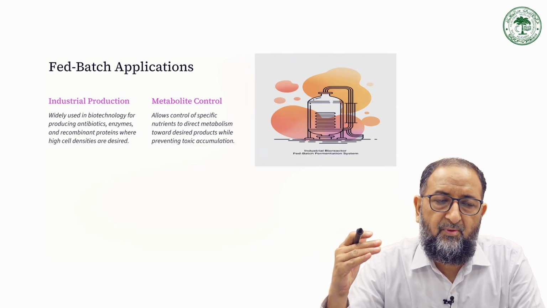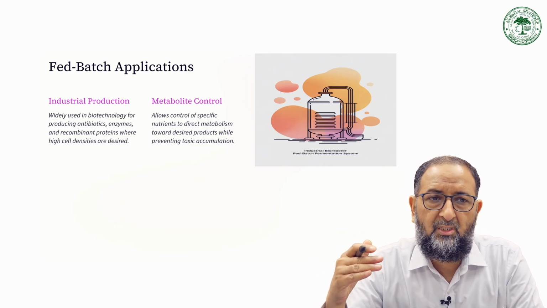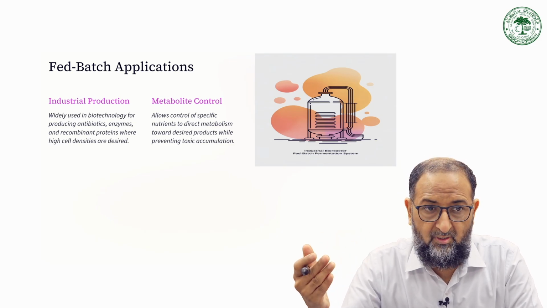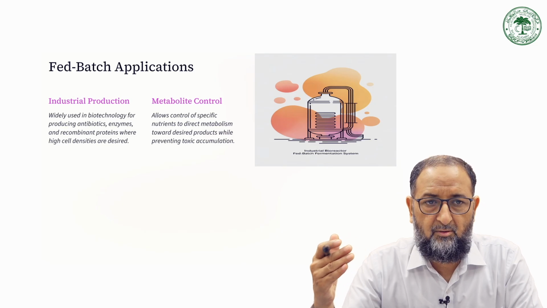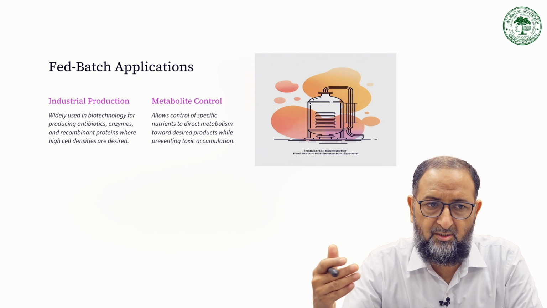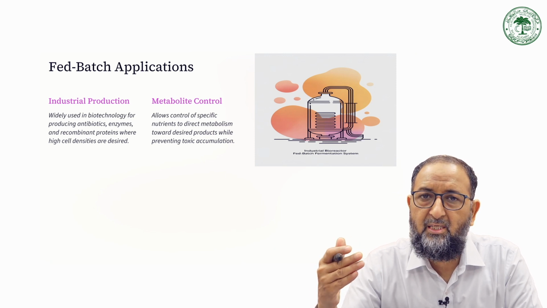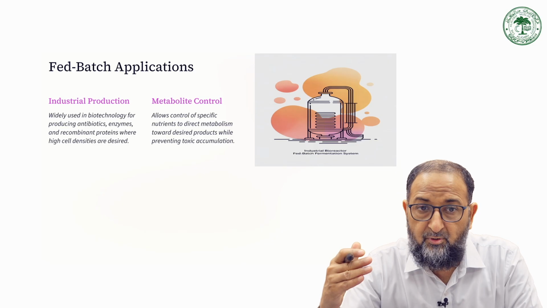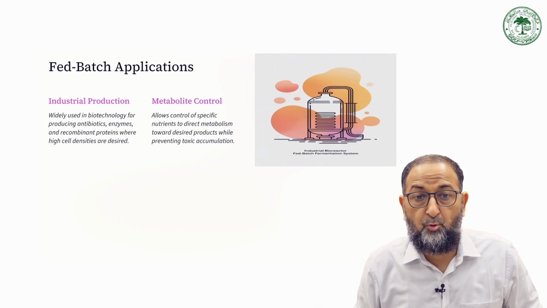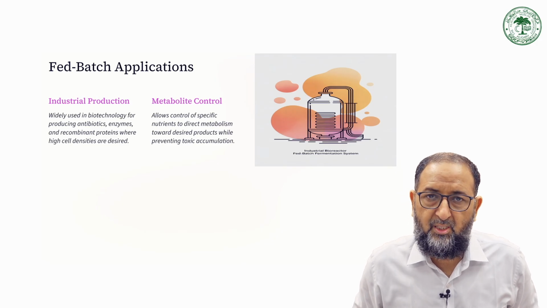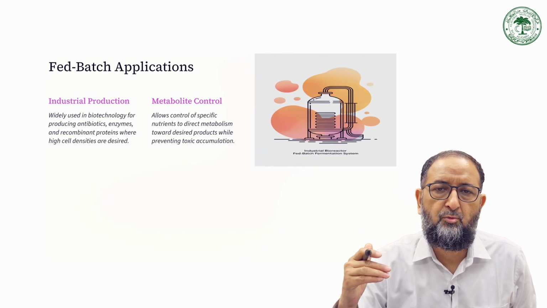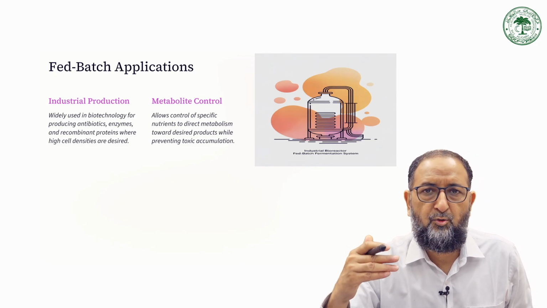All right. Now, fed batch culture has an advantage over the batch culture. So industrial production is one, then metabolite control is another one. Industrial production is widely used in biotechnological industries: antibiotic production, enzyme production, recombinant protein production, growth factors, protein. In the case of metabolite control, it allows the control of specific nutrients to direct metabolism. Right? For example, if you have specific cells to grow and you desire some specific product, accordingly you have to provide a specific metabolite, specific nutrients to be utilized by the cell and to produce a particular metabolite.